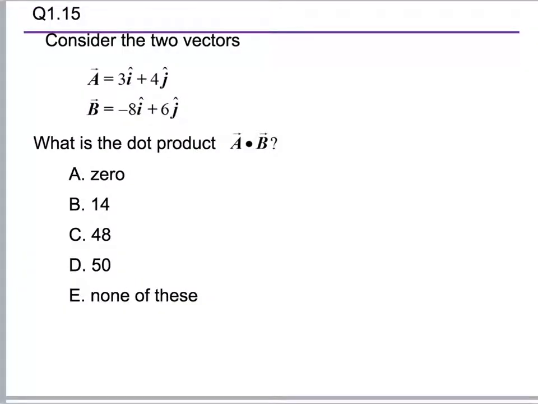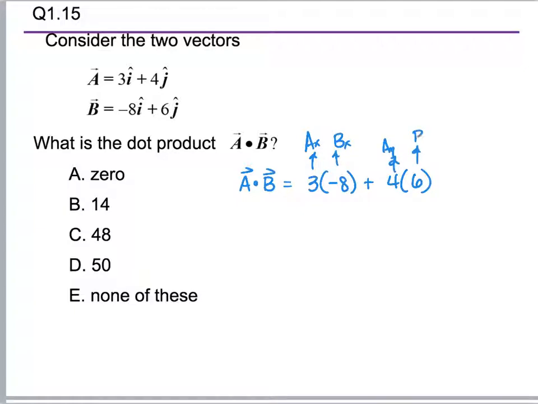So as an example, if I have these two vectors written in unit vector form, what is A dot B? Well, A dot B, I'm going to take the x component of A, which is 3, times the x component of B, which is minus 8, and then add to it the y component of A, which is 4, times the y component of B, which is 6. So I'm just going to write these ax bx plus ay by. I get minus 24 plus 24. Actually get 0. You know, it doesn't always happen.